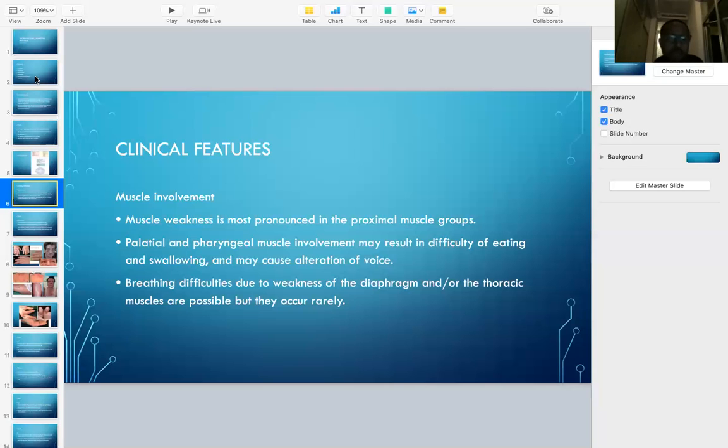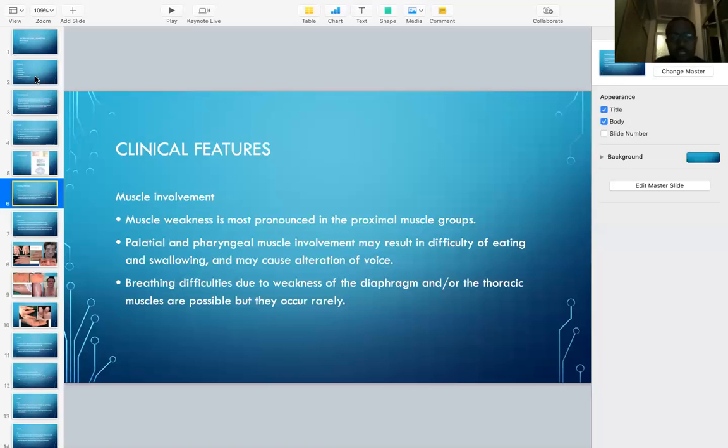Palatal and pharyngeal muscle involvement may result in difficulty eating and swallowing, and may cause alteration of the voice as well. This, especially palatal and pharyngeal muscle involvement, can predispose patients to recurrent aspiration pneumonia, and by definition, these are severe manifestations of the disease.